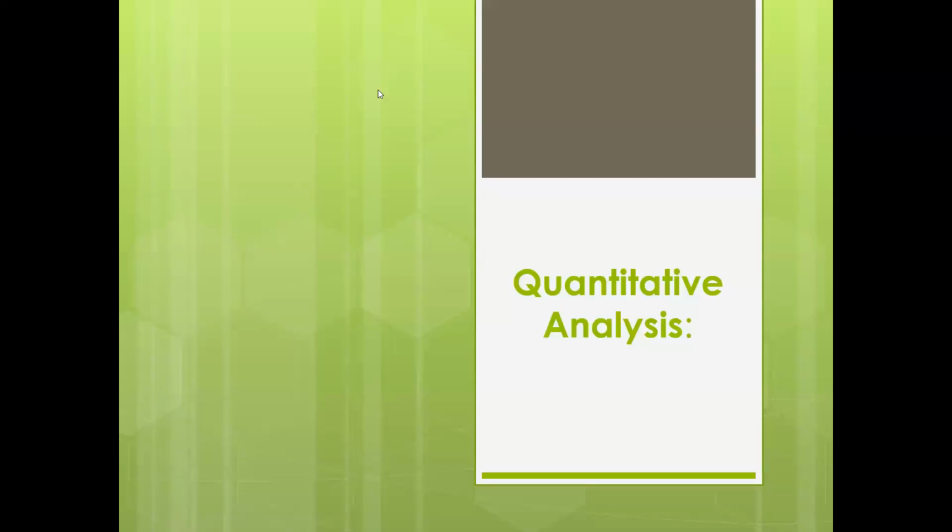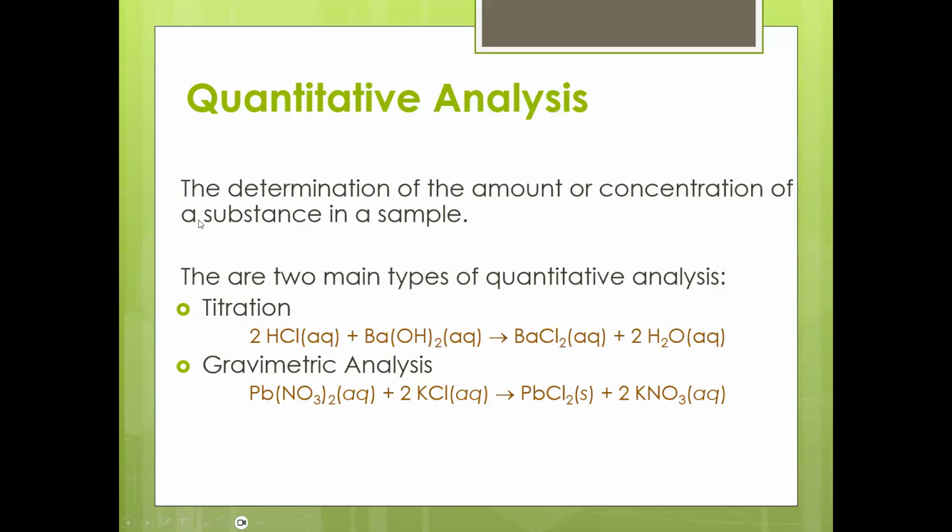All right. So in this one, we'll talk about the types of problems in the quantitative analysis section. Most of the time, you're finding the concentration or volume of something. It's similar to the limiting reagent type calculation. But the difference is, the two main types that we have are titration and gravimetric analysis.